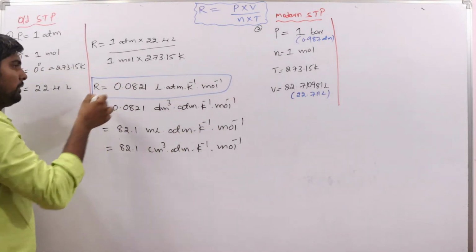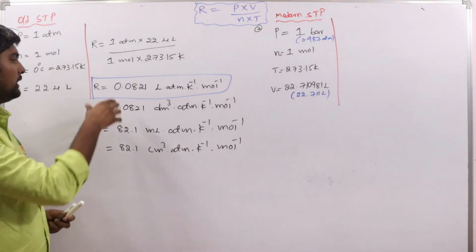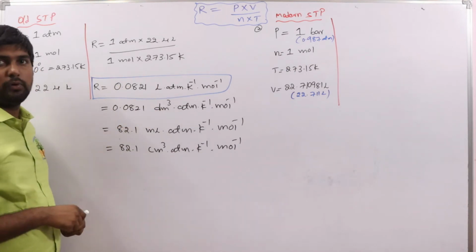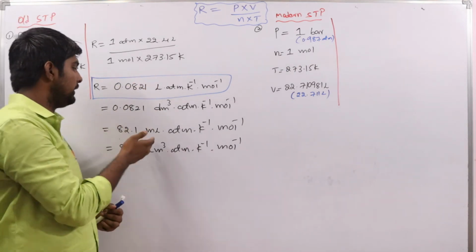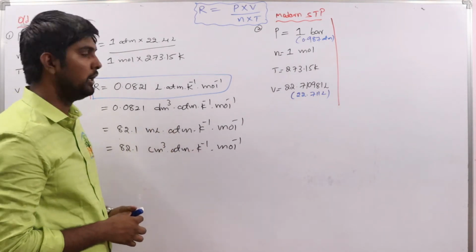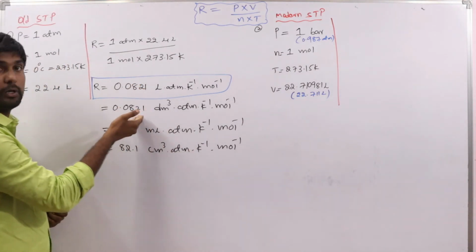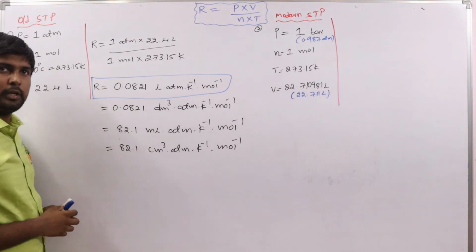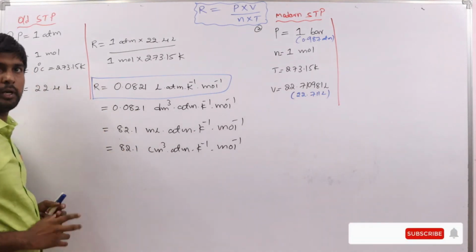Okay, so if you remember this one, we will get all these values, because 1 liter equals 1 decimeter cube, and 1 liter equals 1000 milliliter or 1000 cubic centimeter. So if you multiply this one with 1000, we get these two. Okay, clear? So remember this one, right?